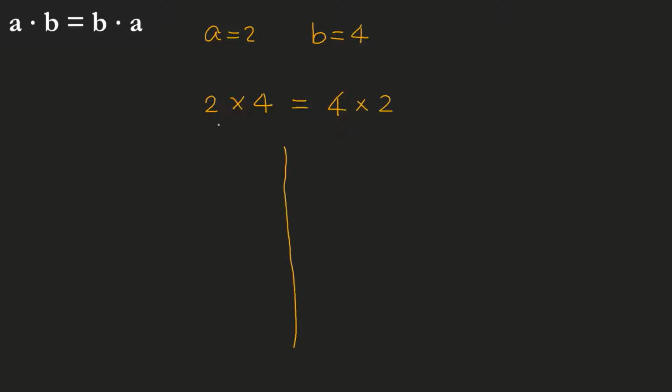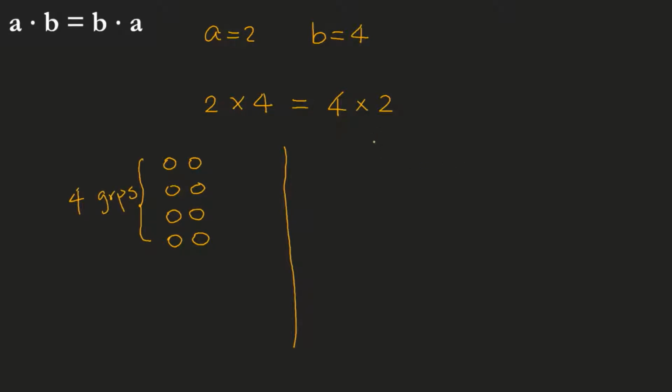So let's look at the left side first. 2 times 4, which we kind of already know from when we learned multiplication, means that there are 4 groups and each group has 2 elements. So we have 2 elements in one group and there are 4 such groups. The third group, this is our fourth group. So in here we have 4 groups.